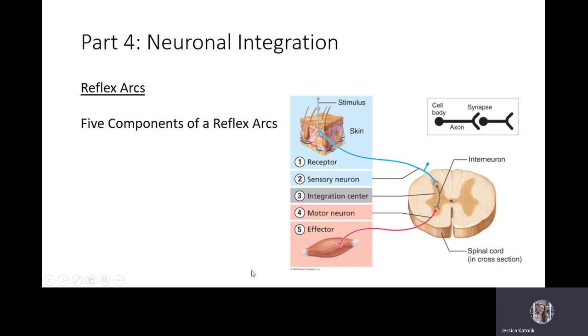Part 5 is the effector organ. What is an effector organ? So an effector organ is an organ that actually will change its behavior to create a response in the environment to the stimulus that the body has experienced. Effector organs would include muscles, but it also will include glands such as the adrenal gland or salivary glands, and adipose tissue. So fat can actually respond to reflex arcs as well.